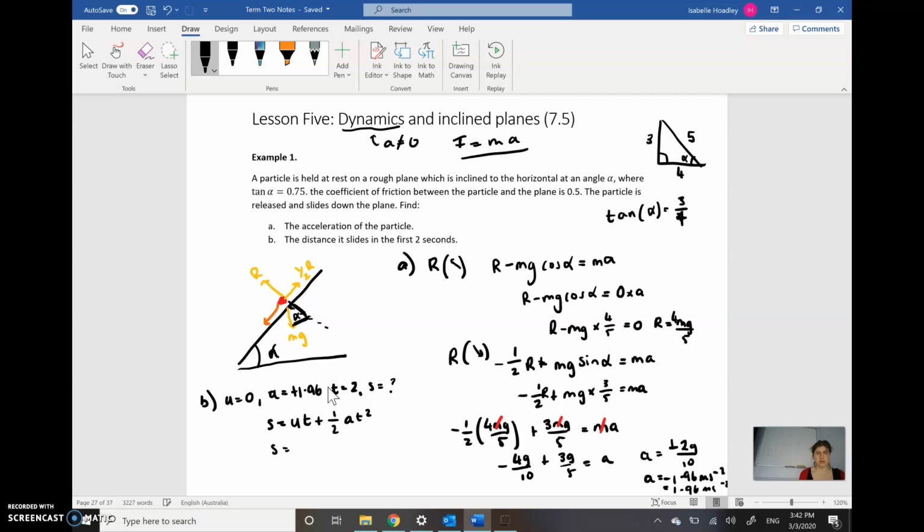So then we've got distance. u is 0, so that's going to be 0 plus a half times 1.96 times t squared, which is 2 squared. So then s would be equal to 1.96 times 4 times 0.5. So it's 3.92 meters in the first 2 seconds. There we go, that's example 1 done.